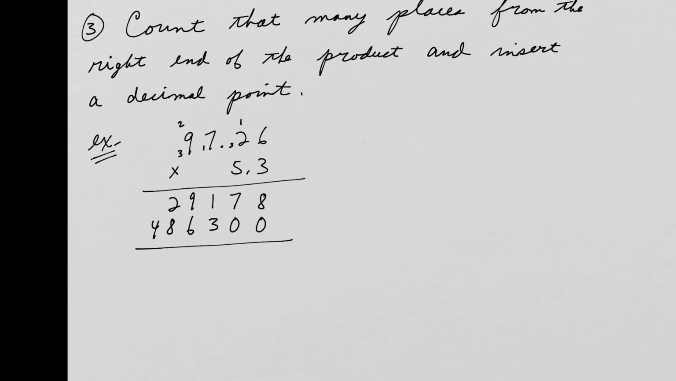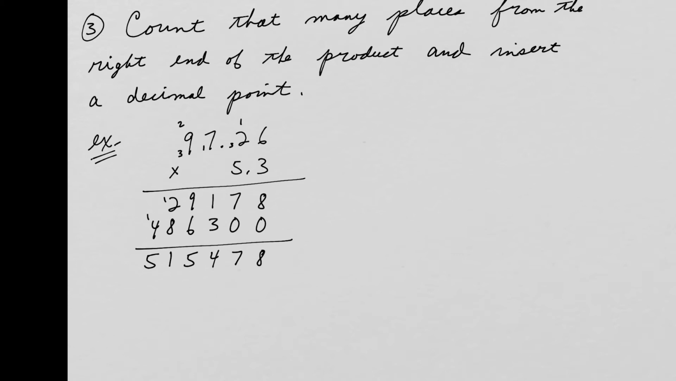Then I add. So 8 plus 0 is 8. 7 plus 0 is 7. 1 plus 3 is 4. 9 plus 6 is 15, so 5, carry the 1. 1 plus 2 plus 8 is 11, so I write down the 1, carry the 1, and then 1 plus 4 is 5. Okay, so again, I'm just treating them like whole numbers to start. Those two factors are just whole numbers.